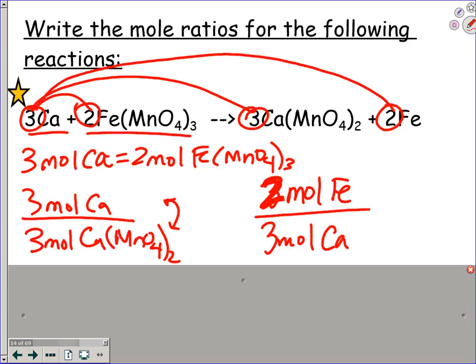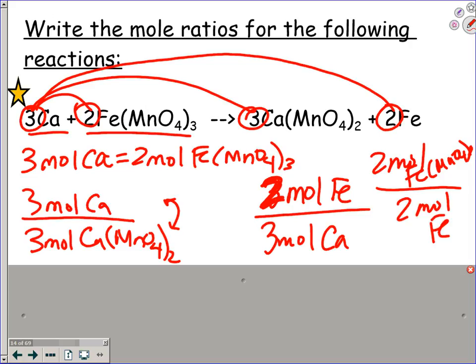Give me another one, Josh. You could relate 2 moles of iron to 2 moles of iron 3 permanganate. So it depends on how the question's phrased, which of these relationships we even care about, but we can do any of them. Give me a thumbs up if you understand that coefficients are mole ratios. Coefficients 3, 2, 3, 2 are the mole ratios.